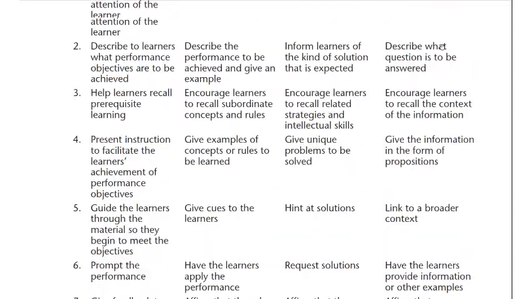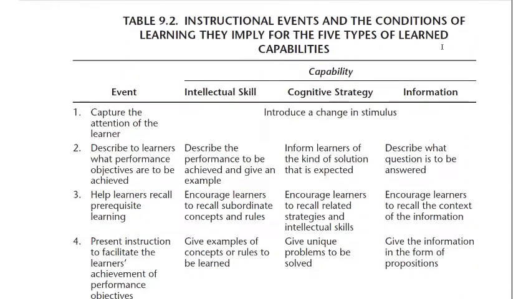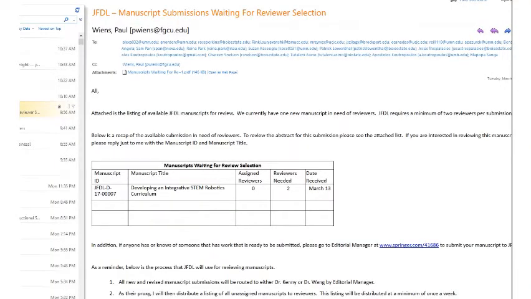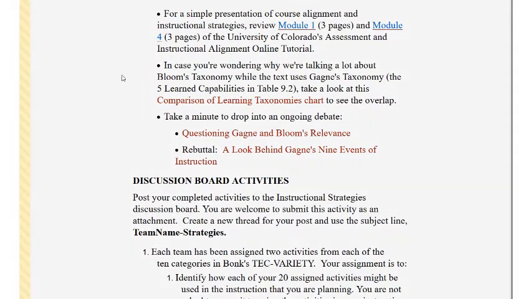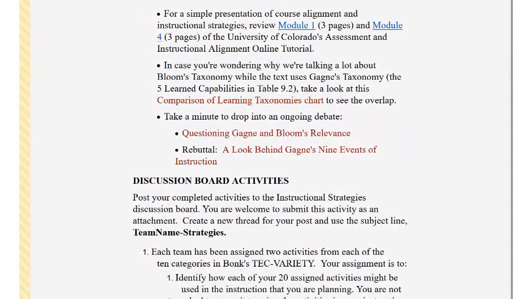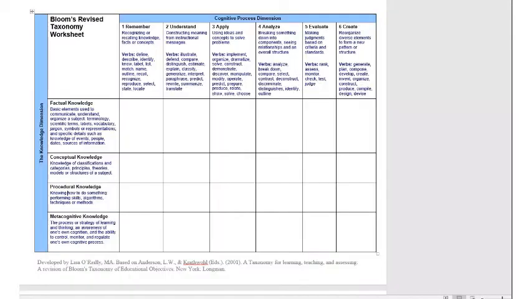Now, some of you are probably saying, what's the learned capability? Well, if we go back to the course assignment, let's see, discussion board. Yes. One of your external resources provided at the top of the table basically says, in case you're wondering why we're talking a lot about Bloom's, while the text talks a lot about Gagne's, take a look at this table. And here's, wrong table, sorry. I downloaded it already, so I wouldn't have to do it here, but I can't find it. So let me do it again. I'll just click it right here.